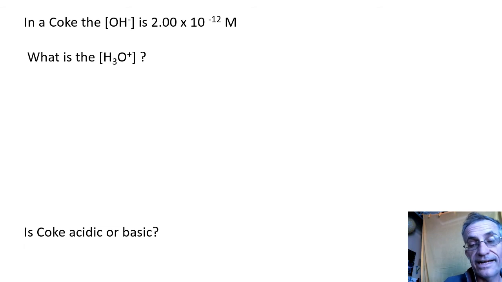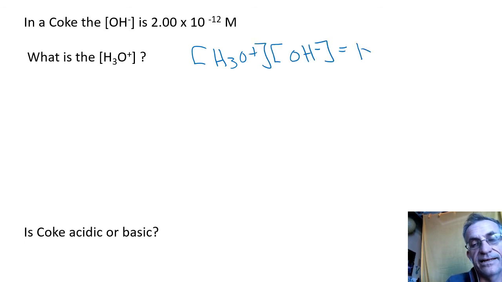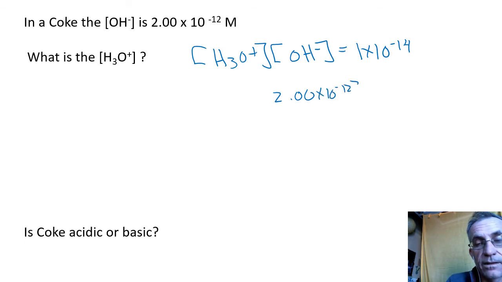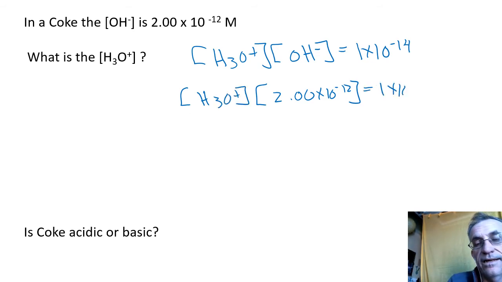The way those two ions are related, let me write up that equation again. The amount of hydronium times the amount of hydroxide always makes 10 to the minus 14. If I tell you one of them, you can tell me the other one. In this case, I'm telling you the amount of OH, so we'll plug that in, and then we're going to solve for the amount of hydronium. Now, a little algebra.